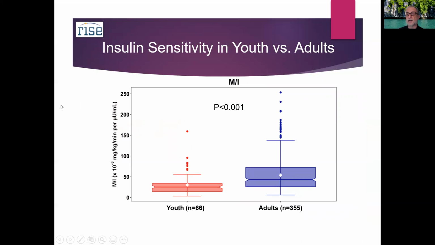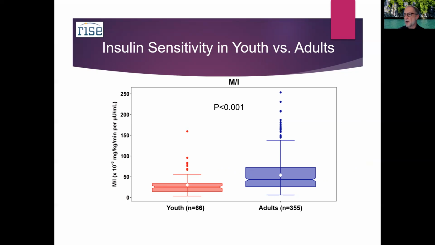I would like to tell you about another study called RISE. RISE was looking at the ability to intervene in patients with type 2 diabetes. But the important thing for our discussion at the moment is that this was a head-to-head comparison between adults and youth with the exact same inclusion criteria and same testing protocols in both the youth and adults, except obviously for their age.